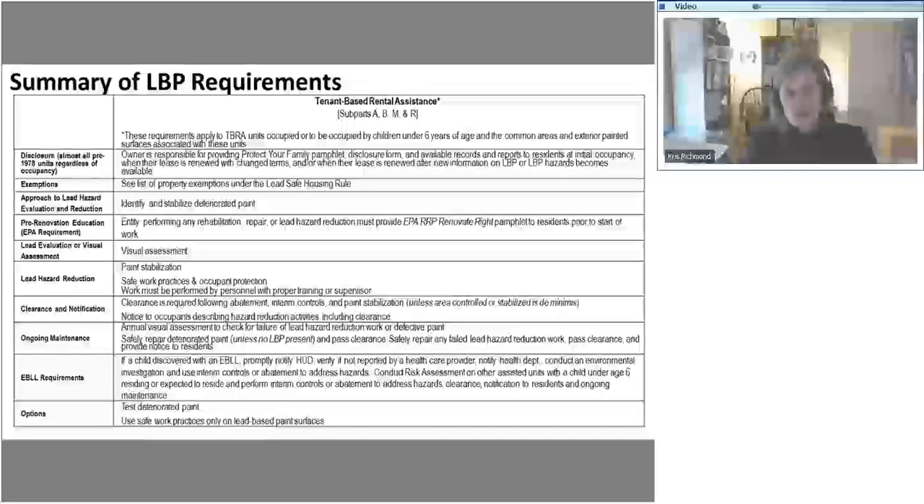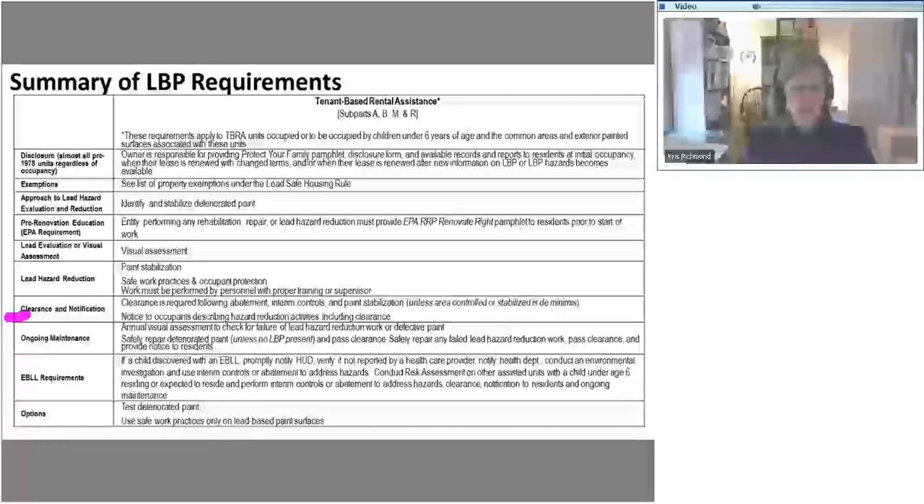The RRP pamphlet and that acknowledgement form also need to be collected. If there's any type of relocation that's needed, there should be occupant protection. We want to have documentation of that. And then after the work's done, the unit needs to be cleared, so it needs to pass our clearance test. And that's done by a risk assessor or a lead-based paint inspector or a clearance technician.